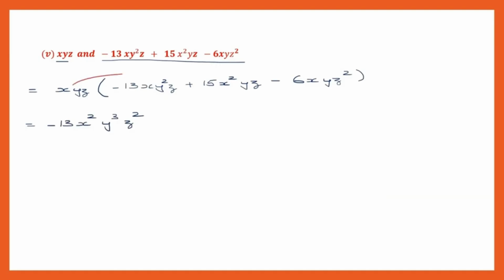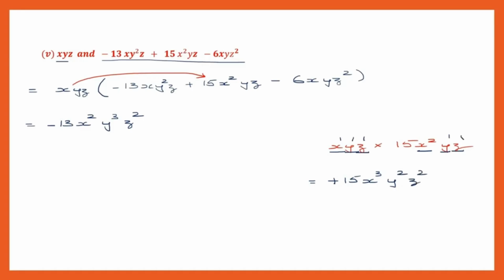Now we multiply x, y, z into this second term. So that will be x, y, z into 15 x square y, z. So both have a plus sign, it's understood. So it is plus, the number is 15. Let's look at x, x1 here and x2 there. So x to the power of 1 plus 2, 3. Y, 1 here and 1 here. So y to the power of 1 plus 1, 2. Z1 and 1. So z to the power of 1 plus 1, that is 2.